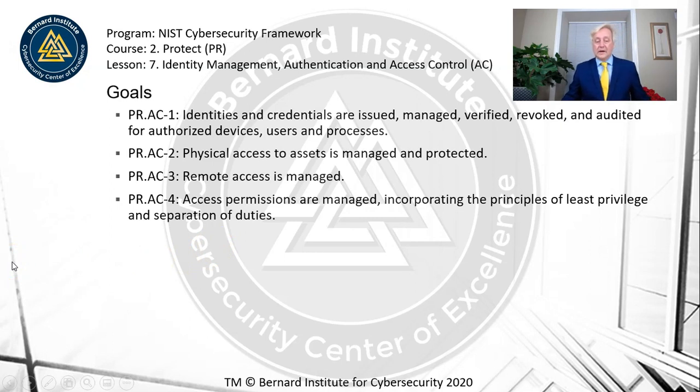Goal number 4, access permissions are managed incorporating the principles of least privilege and separation of duties. So separation of duties is pretty simple. It means that we try not to give one person all the control over an entire process. For example, check writing. We might have some people doing the accounting part of the checks and printing the checks, but there's a separate person completely who does the signature. So there's always 1 or 2 people involved in the process. This reduces the chances of fraud because collusion requires more than one person to be involved, and the statistics say that that's very unlikely in most organizations. So we try to include multiple people.